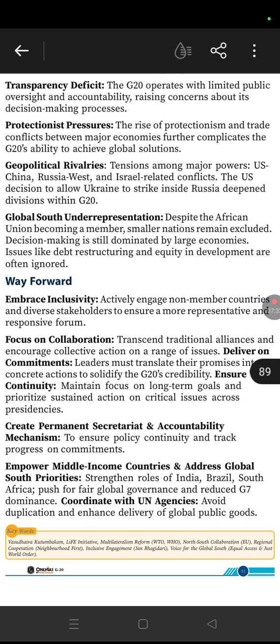So here are some keywords from G20: Vasudhaiv Kutumbakam, Life Initiative, Multilateralism Reform, WTO, WHO, North-South collaboration, regional collaboration like Neighborhood First, Inclusive Engagement, Jan Bhagidari, Voice for the Global South, Equal Access, and Just World Order.